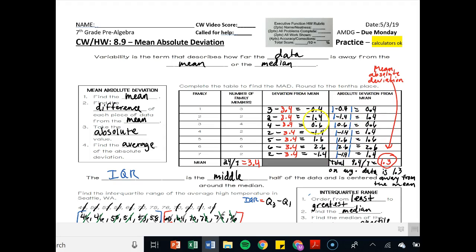And finally, after you've done all that hard work, all you're going to do is find the average of the absolute deviations. So here are all your absolute deviations. You add them up, and then you divide by how many you had. When I added this up, I got 9.4, and then I divide by 7 because there were 7 of them. And my mean absolute deviation is 1.3. So basically what 1.3 says is, on average, data is 1.3 units away from the mean. So in this case, the average family has 3.4 members, and on average the next family is 1.3 above or below that mean.